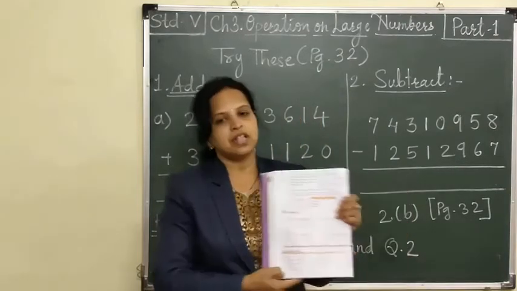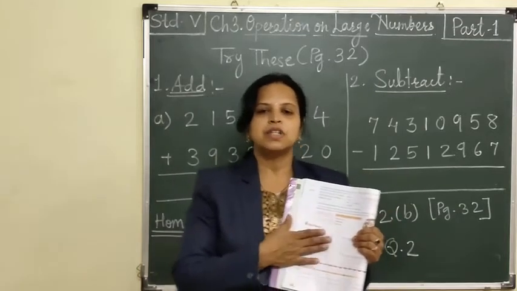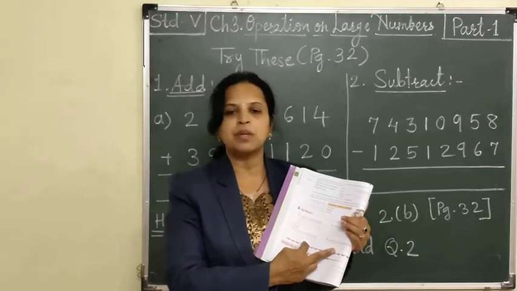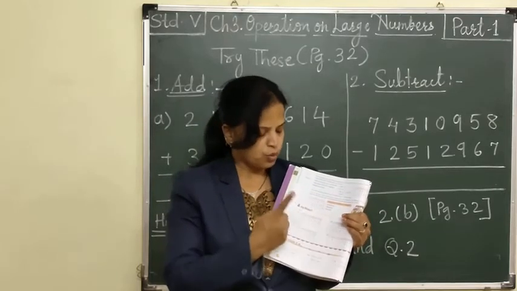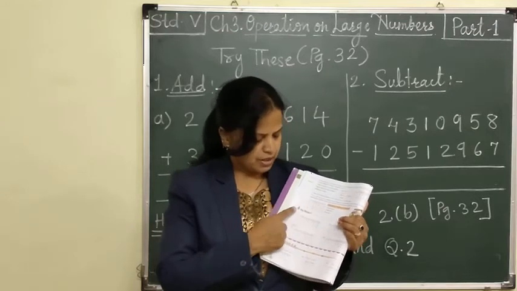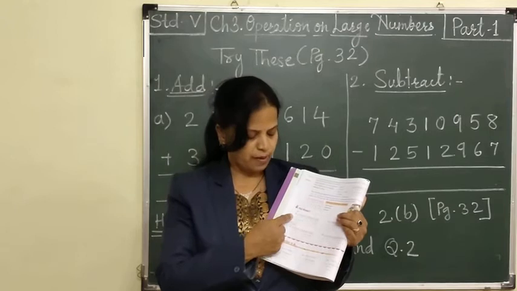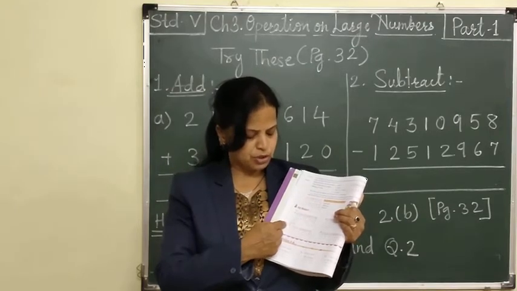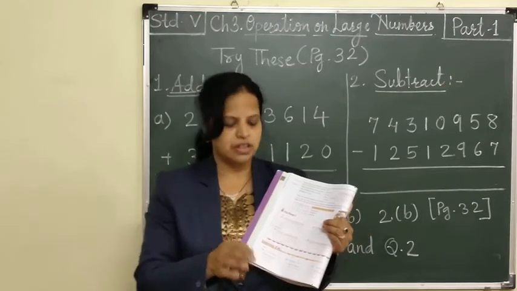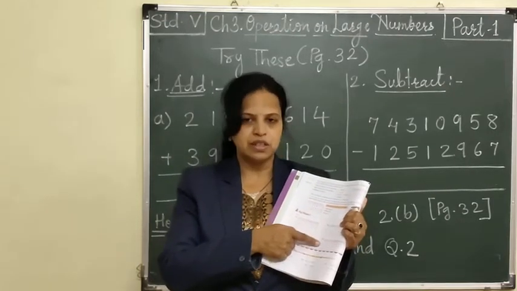See page number 32 now. Here the Try This exercise is given. In this Try This exercise, a total of two additions and two subtractions are there. I am going to solve A from each. Question number 1A I am going to solve, and then from question number 2 also A I am going to show you. Then the remaining examples, that is both B questions.